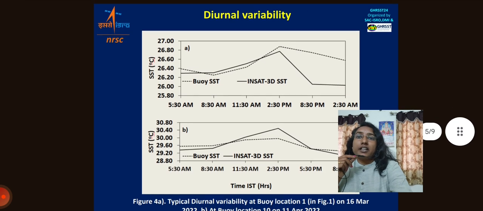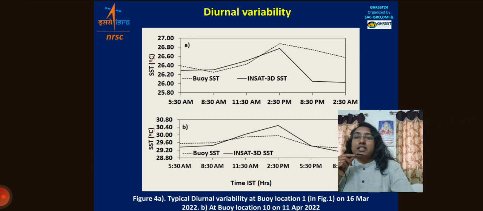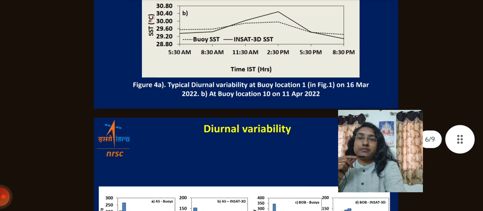And coming to the diurnal variability study, these are the typical diurnal variability at buoy locations 1 and 10, which are shown in the figure. The INSAT-3D and buoy SSTs are following a similar trend with a difference of 0.1 to 0.2 degree centigrade, and the diurnal SST peak is occurring in the afternoon around 2:30 p.m. for these Arabian Sea and Bay of Bengal buoy locations.